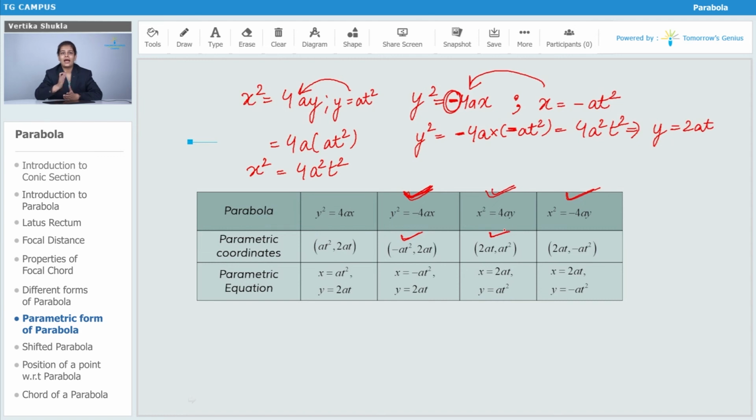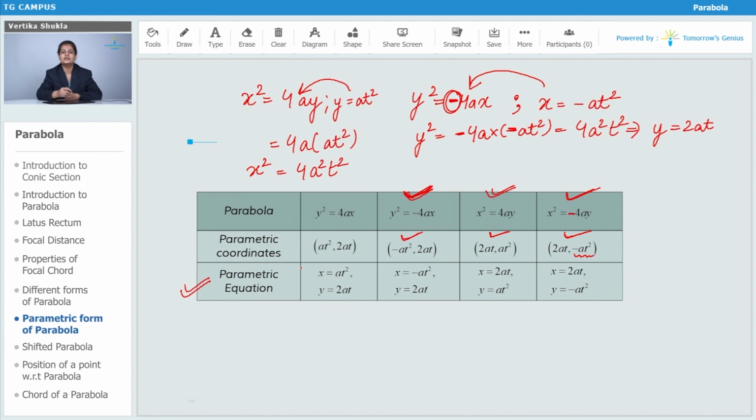Now similarly, as in y square is equal to minus 4ax, where we had to remove the minus sign, the same thing we will have to do in x square is equal to minus 4ay also. Over here also you have a minus sign. So to remove this minus sign, you will have to take the coordinate of y as minus at square, so that this minus and the minus in the standard equation multiply to give you the plus sign. So in this case, the parametric coordinates are x is equal to 2at and y is equal to minus at square. So depending upon the standard parabola that we are discussing, the parametric coordinates of any point on the parabola keep changing.